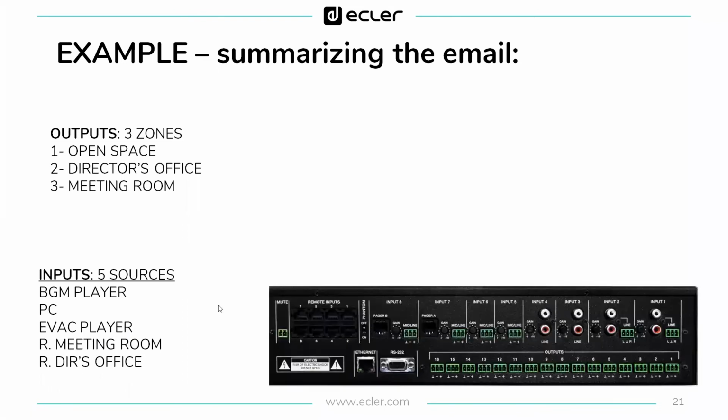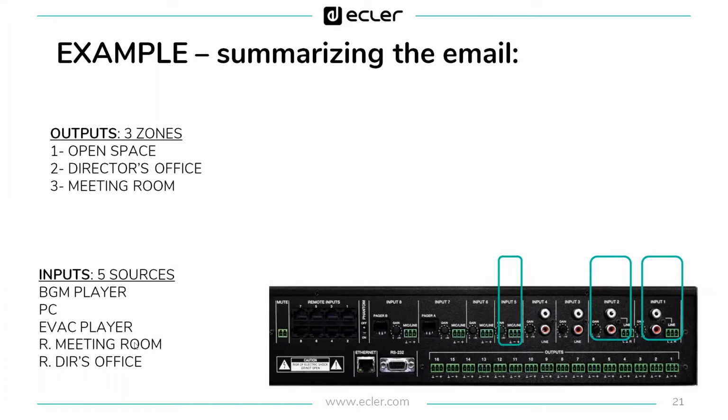So if we remember, the background music player and PC can be connected to any input. So let's go for input 1 and 2. Then the evacuation player, it has to overwrite everything. So it has to be in a priority input. Priority inputs in hub 1616 are from 5 to 8, correct? So we choose input 5.